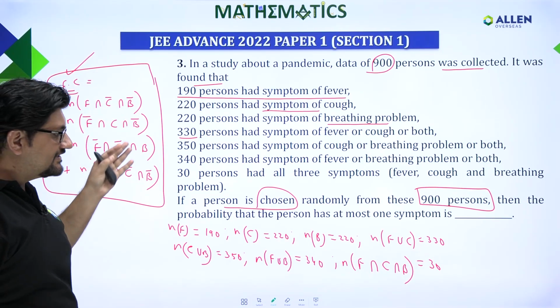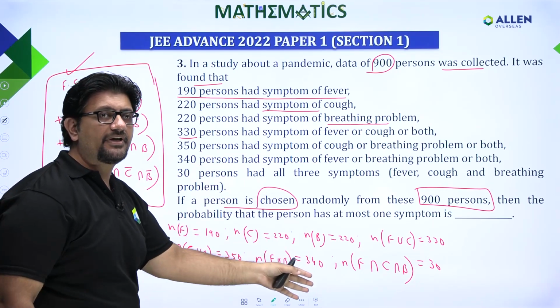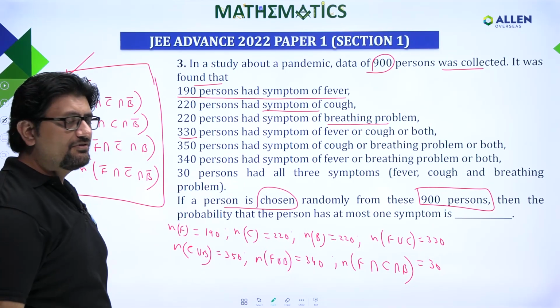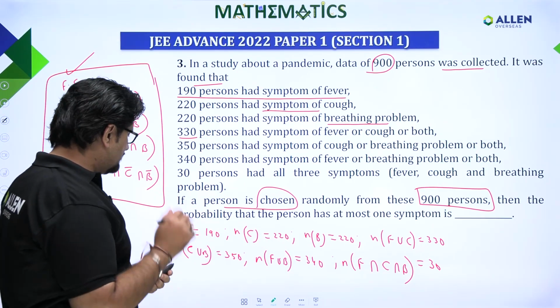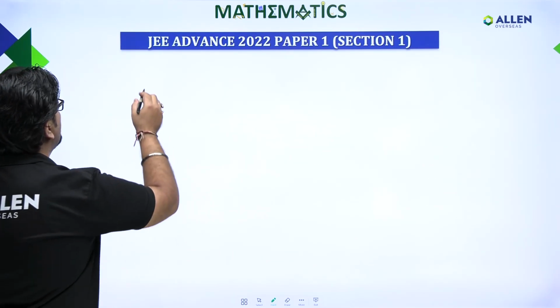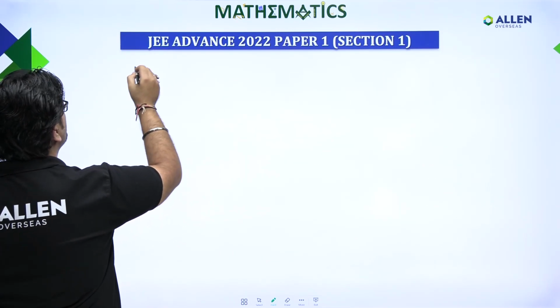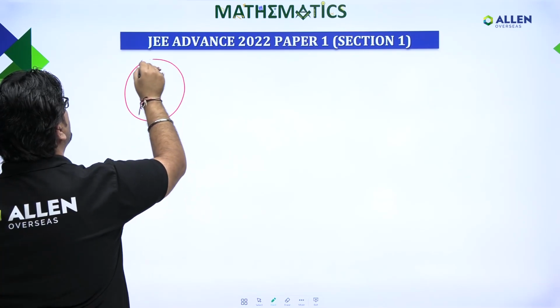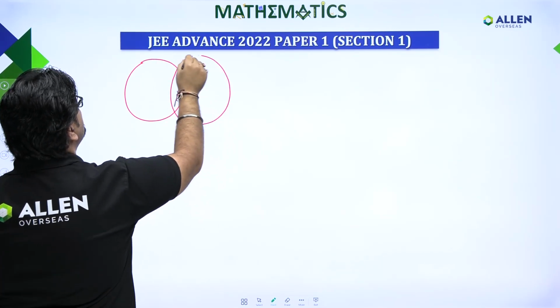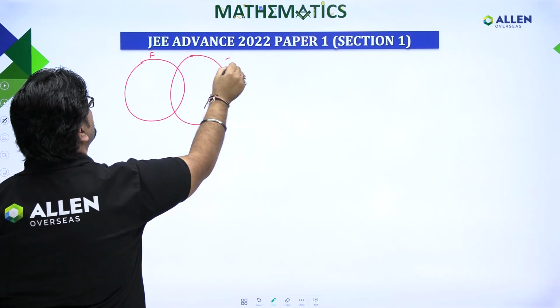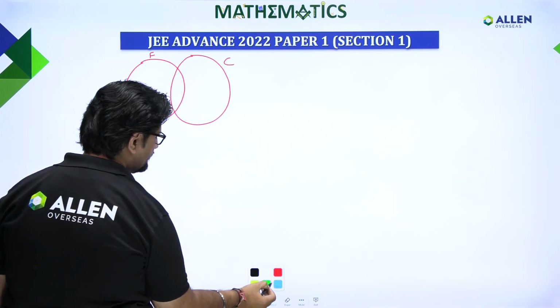Now, we have to calculate these things individually by using the data given to us, my dear. So, we are using a fresh page for finding the data. Let us take the Venn diagram for it, my dear. This is for fever. This is for cough. And now, we are taking the next for breathing.